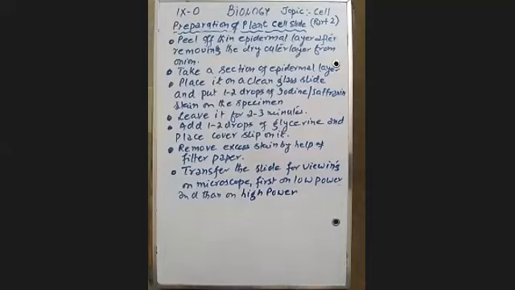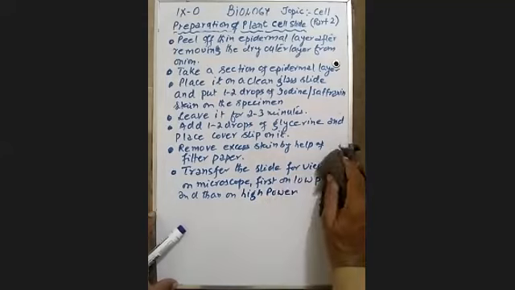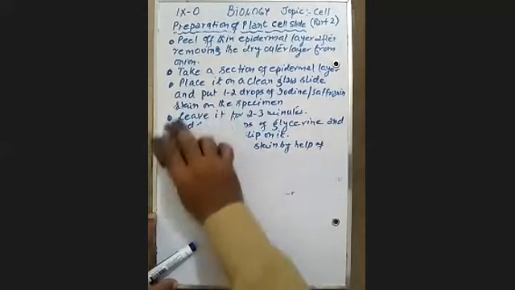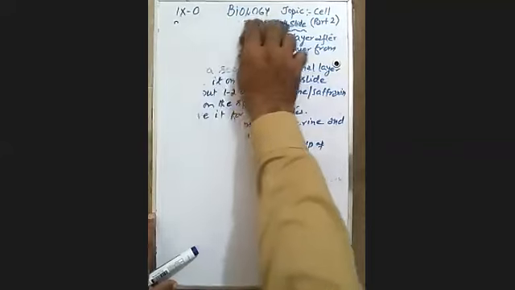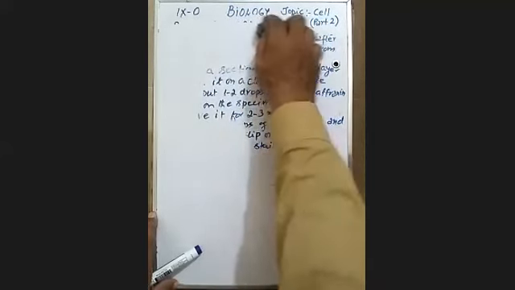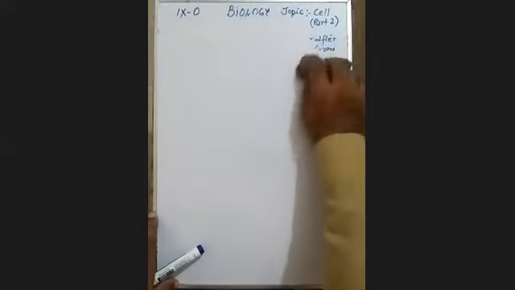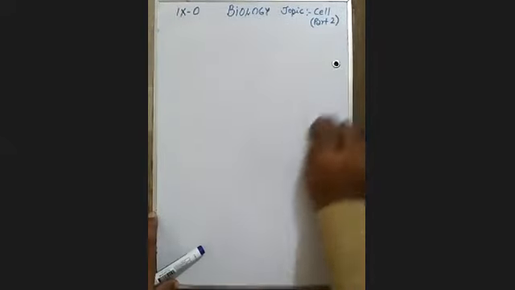Is it clear? So this was about the preparation of a plant slide. We have done preparation of an animal slide, and we have done preparation of a plant slide. Now a question might come: what is the difference between cell wall and cell membrane? So let's start with that. We have done plant cell and animal cell differences. Now there may be some questions. What is the difference between cell wall and cell membrane?